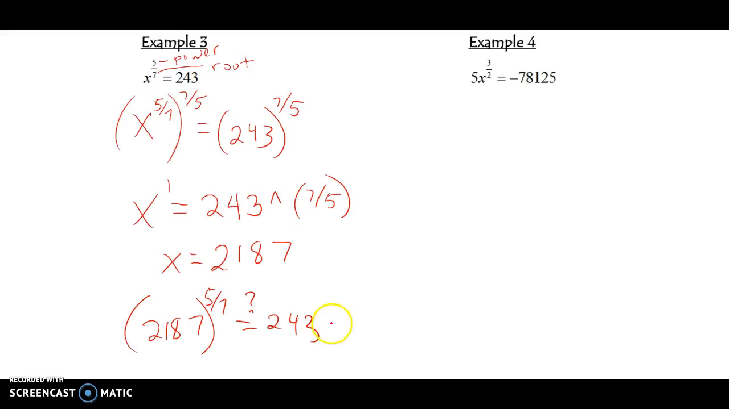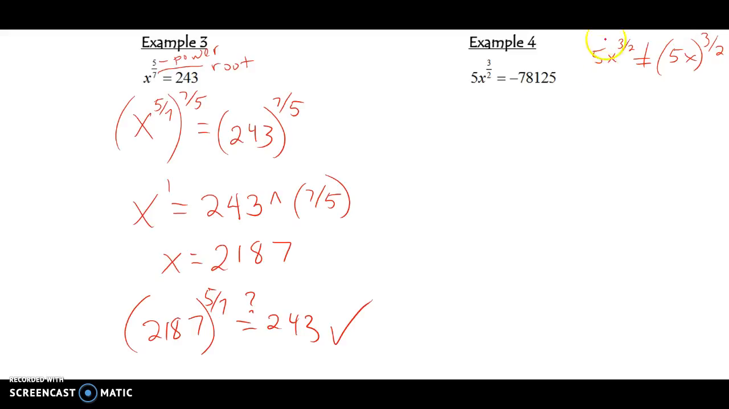And it is in fact true, so that's a check. Now in example 4, notice how we have this x being raised to 3/2. The 5 is not being raised to 3/2. In other words, this is not equivalent to this. These are very different expressions.